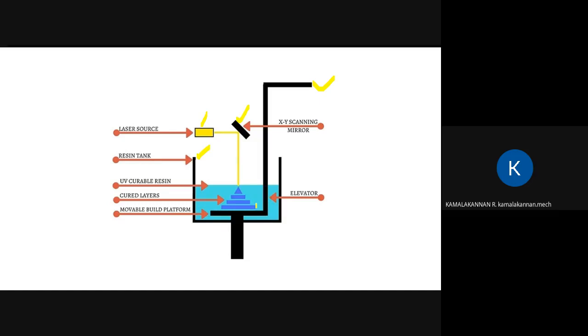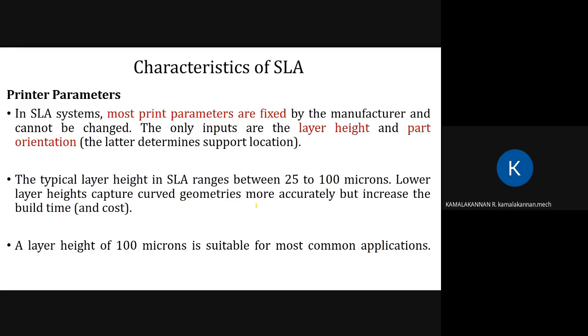So what are the characteristics of SLA? Most of the parameters here are fixed by the manufacturer itself, because the work here, what you are going to do, is just convert into an STL file, and the file should be transferred properly. That's it. Here, layer height will be changed, depending upon the complexity of the product. Nothing other is going to be changed. So only this thing you are going to control here. Other than that, nothing you are going to control.